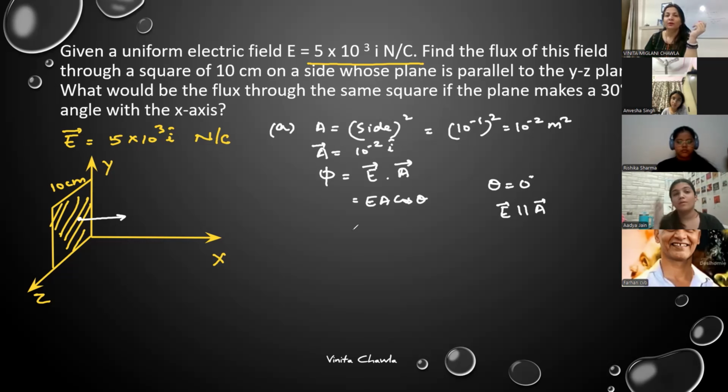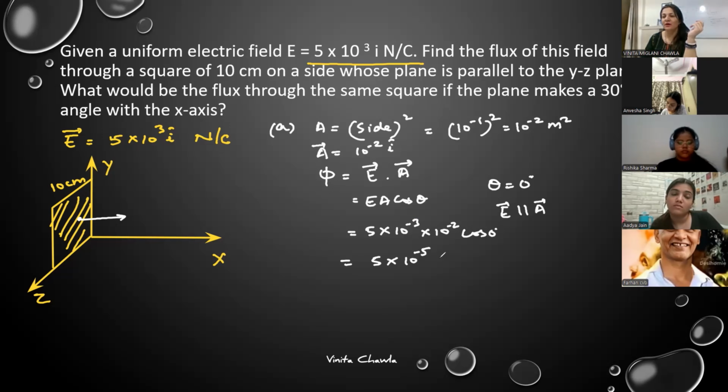However you want to write it. So you simply multiply this value 5 into 10 to the power 3 and the area is 10 to the power minus 2. Cos 0 degree is 1. Okay? So what will you get? 5 into 10 raised to the power 1.